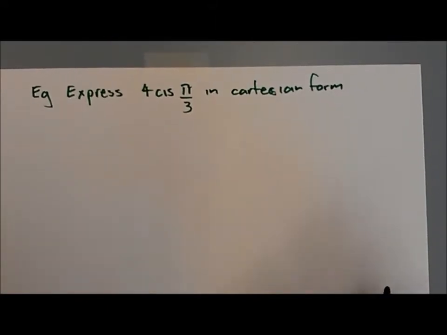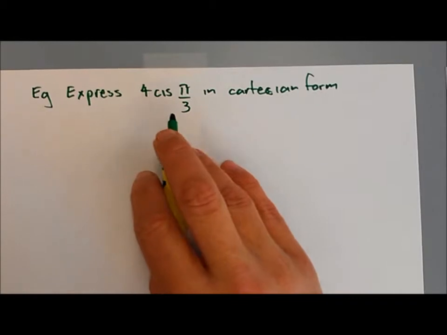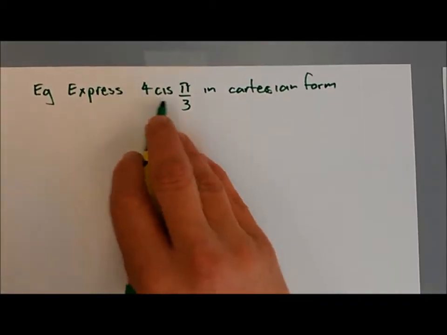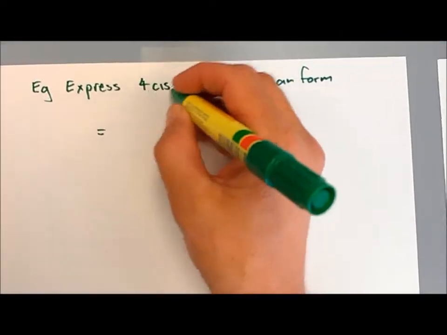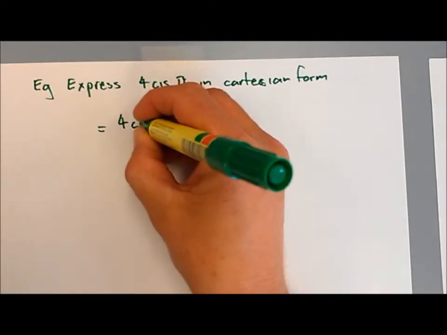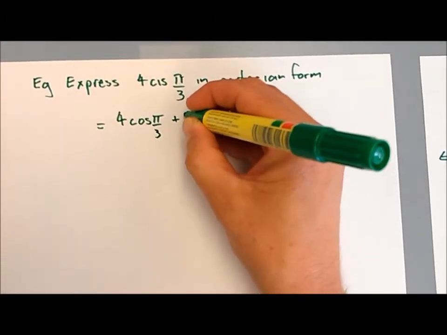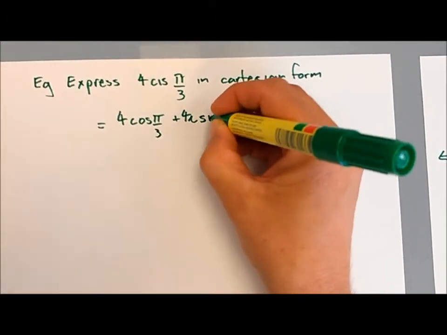Okay, here's one where I want to work backwards and express it, not in mod arg, it already is in mod arg form. I want to take it back to Cartesian form. So I want to expand this, and I want to write this not in the short form, but in the longer form. It's 4 cos pi on 3 plus 4i sine pi on 3.